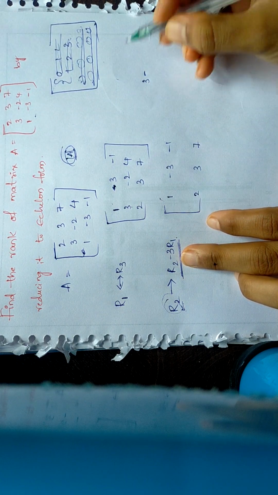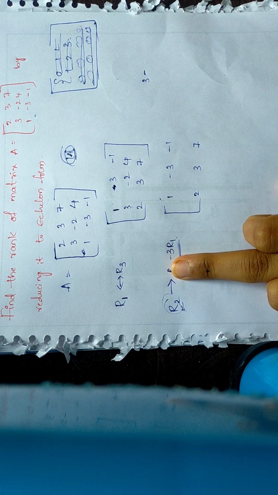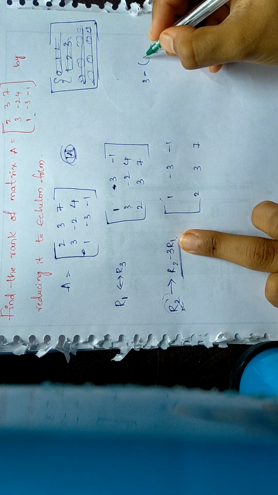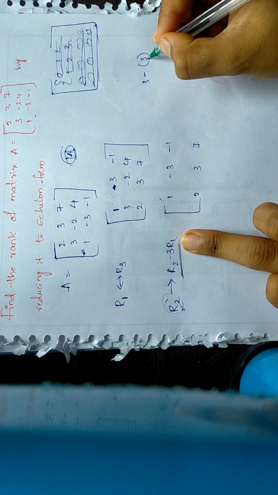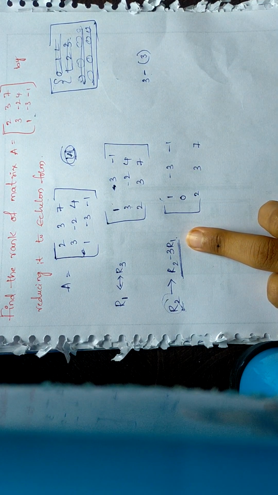Okay, now first, R2 minus 3R1. What is in the original matrix? 3 minus what we have to find? 3 into R1. 3 into 1 is 3. 3 minus 3 is what? 0. Right? I have explained you, right?